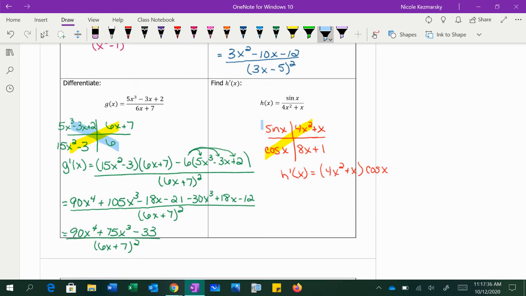And then I'm going to do the other diagonal. And that's going to give me minus 8x plus 1 sine of x all over 4x squared plus x, quantity squared. And the nice thing about when there's trig involved is you're not going to end up with like terms that you can combine, so we can just leave our answer like that.